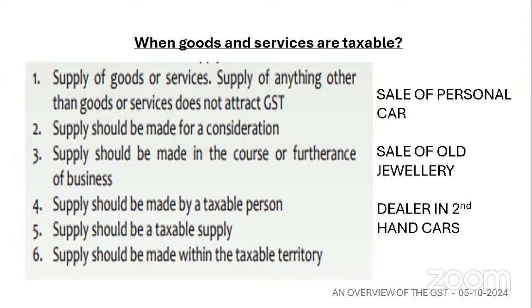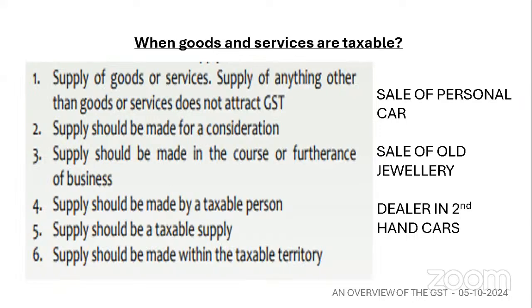Then supply should be made within a taxable territory. The GST can be levied only when the supply is made within the taxable territory. For the purpose of the GST Act 2017, taxable territory means the territory of India. So, if the supply is made within India, it is called a supply made in the taxable territory of India. Therefore, you are liable to pay the GST.